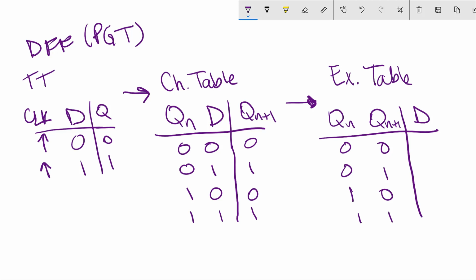At 0, 0, Qn equal to 0 and Qn plus 1 equal to 0, this was from D equal to 0. Qn equal to 0 and Qn plus 1 equal to 1 happened when D was 1. Qn and Qn plus 1 of 1, 0 happened when D was 0, and then 1, 1 happened when D was 1. So we are going to remember that. Hope you have this in your notes because I'm about to erase all this.